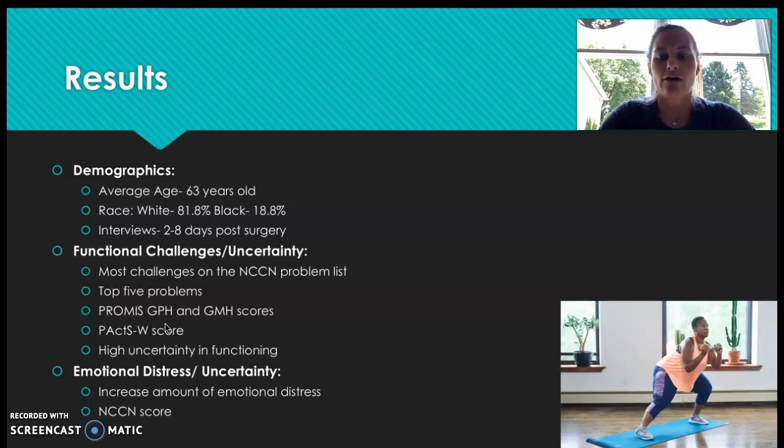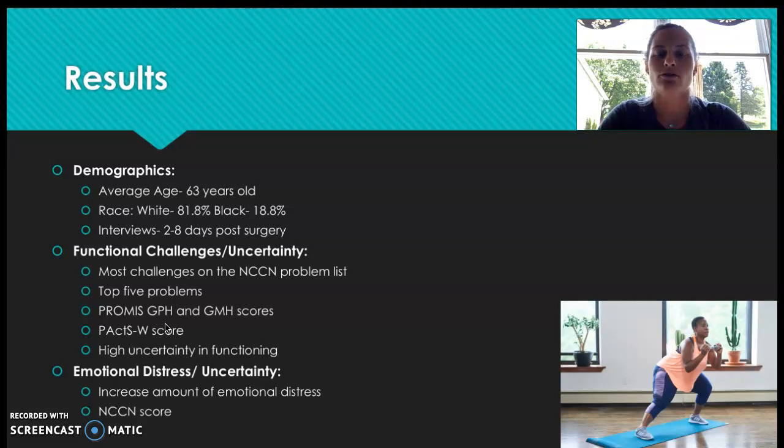After that, they found the PROMIS, GPH, and the GMH scores all to be a mean between 38.0 and 48.2%. The PACTSW score came out to a mean of about 39. With that being said, there was a very high uncertainty in functioning in many women. Many women were very concerned about coming home to a safe environment after being cared for within the hospital.